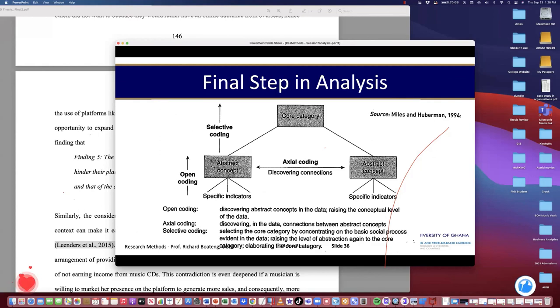Now, according to Miles and Huberman, at the first level you are discovering abstract concepts from the data and raising the conceptual level of the data. Then you go to axial coding, discovering in the data connections between the abstract concepts. Then the last one, selective coding, you are selecting the core category by concentrating on basic social processes, evidencing the data, and raising the level of abstraction again to the core category, elaborating the core category. So that's what you saw Joseph do: open coding, axial coding, and then selective coding.